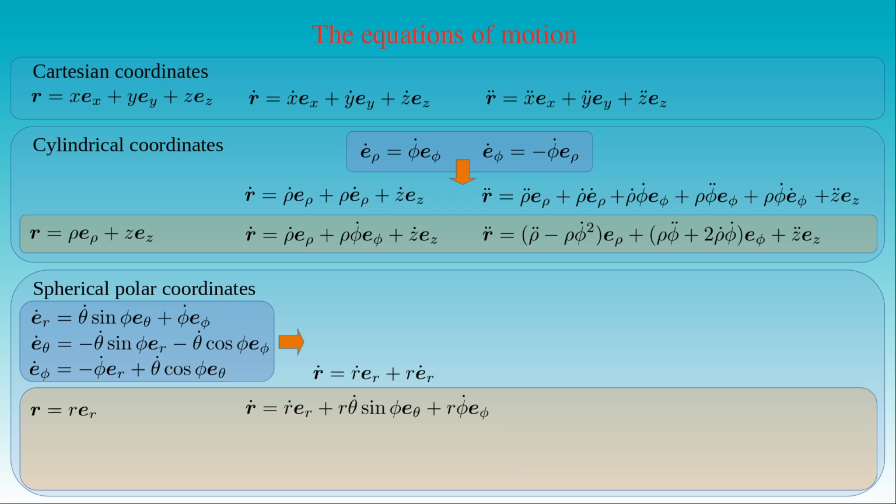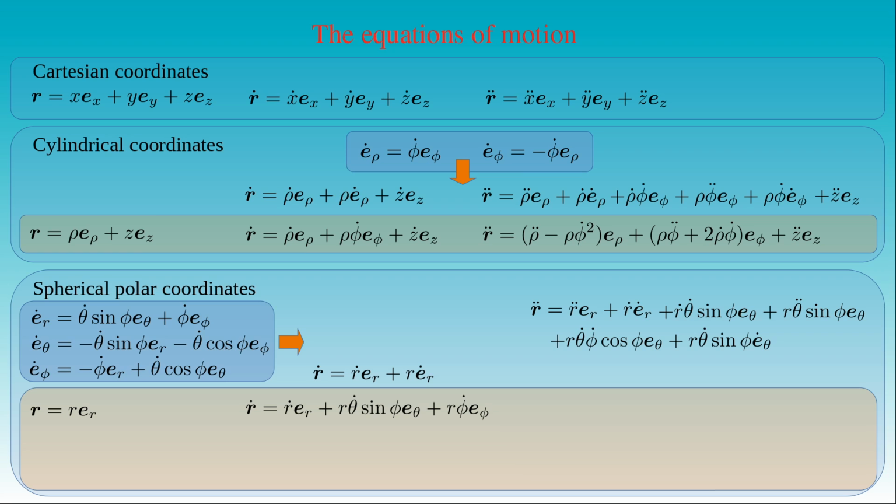Now we differentiate the derivative of the position vector r. The derivative of the first term in r dot, that is of the expression r dot times er, is given by r double dot times er plus r dot times er dot. The derivative of the second term in r dot, that is of the expression r times theta dot times sine phi times e theta, consists of four terms. r dot times theta dot times sine phi times e theta. Plus r times theta double dot times sine phi times e theta. Plus r times theta dot times phi dot times cosine phi times e theta. Plus r times theta dot times sine phi times e theta dot.